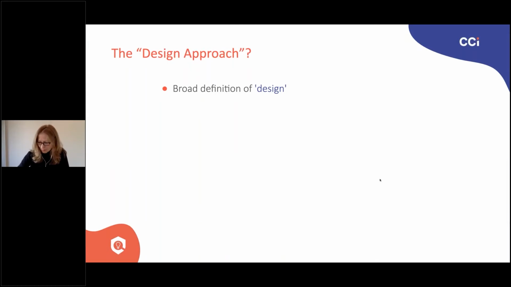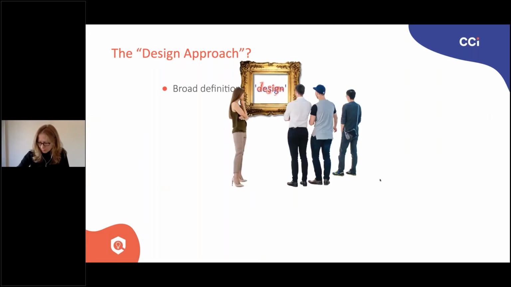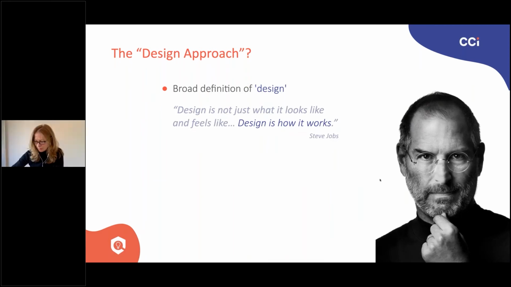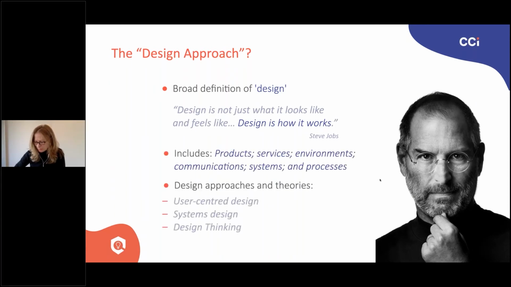That means we take a very broad definition of design. So we don't mean design as in styling or fashion or just how things look, but as Steve Jobs would say, it's about how it works. So not just what it looks like or how it feels like, but how something works is a part of design. So that means we're looking at things like product design, service design, design of environments, of communications, of systems and of processes, ways of doing things. And we're using design approaches and theories around things like user-centered design, systems design, design thinking, and human-centered design.